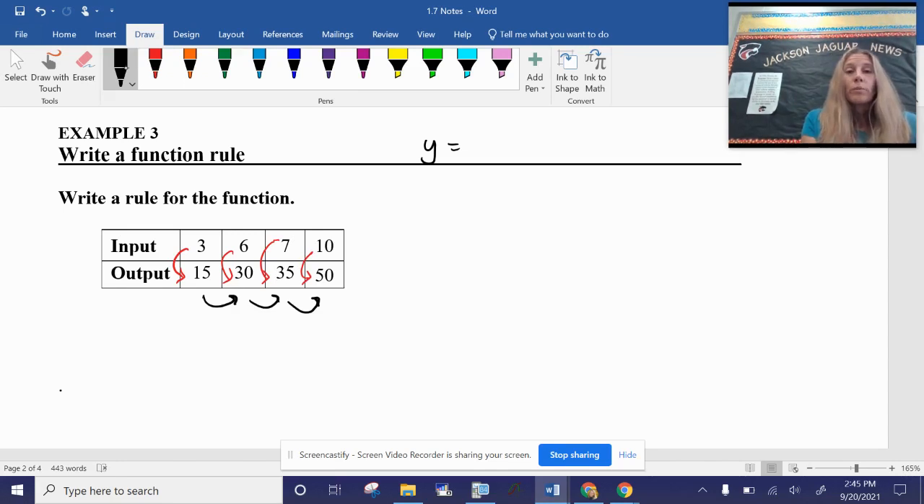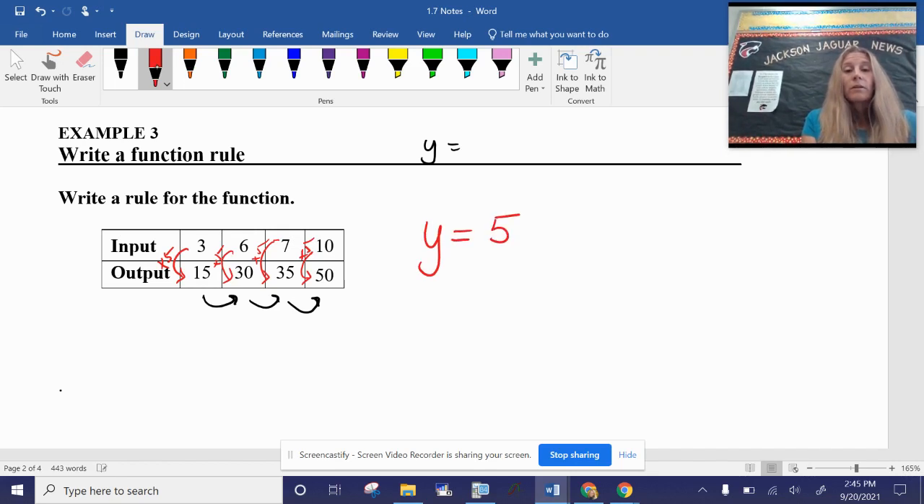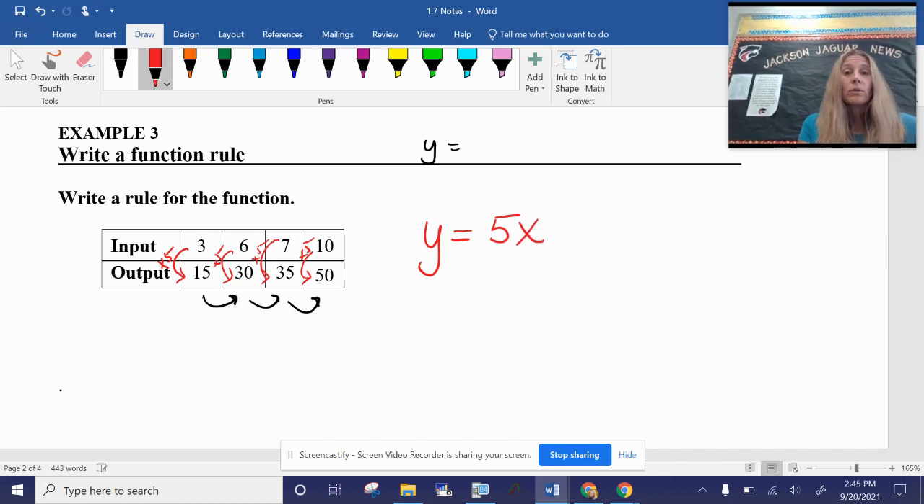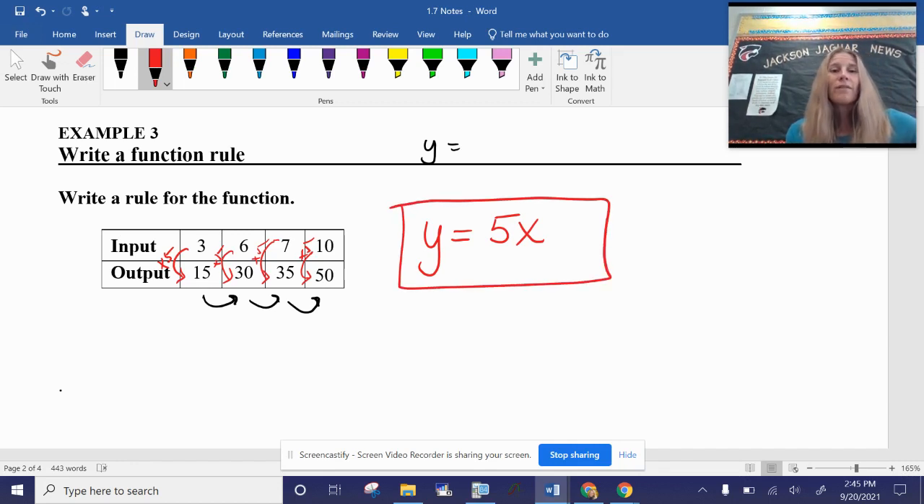So 3 times what would be 15? 6 times what is 30? 7 times what's 35? 10 times what's 50? Do you see any sort of pattern there? Well, I know that 3 times 5 is 15. 6 times 5 is 30. 7 times 5 is 35. And 10 times 5 is 50. So that tells me my rule is 5 times whatever my input was, which is going to be represented by my x. And you can always double check it. 5 times 3, 5 times 6, 5 times 7, and so on. So this would be my rule: y equals 5x.